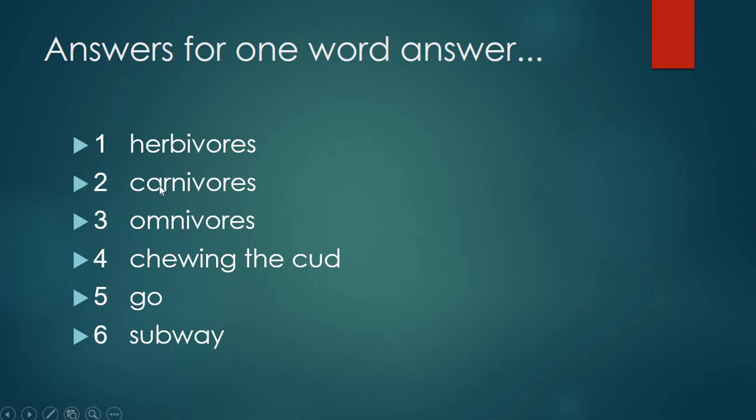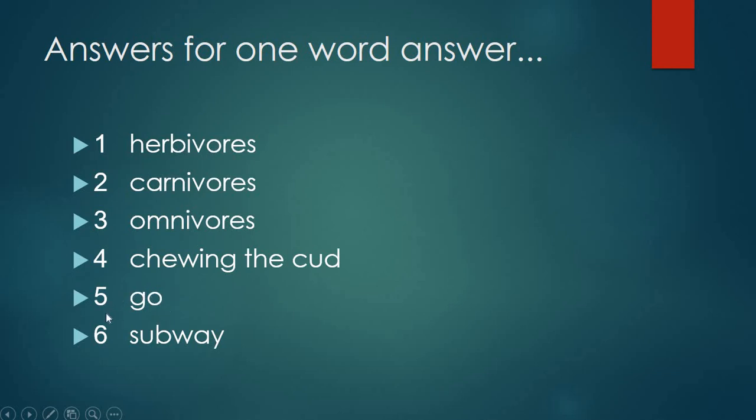Check the spellings please. Number 3 is omnivores. Check the spellings, because many students I have seen making mistakes in this spelling. Then number 4 is chewing the cud. Here also the spelling of chewing should be right and the spelling of cud should be right. And if you have just written chewing or cud, then you have to give just half mark. Chewing the cud, if you have written this full thing, then only you have to give 1 mark.